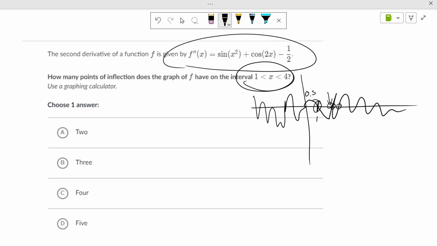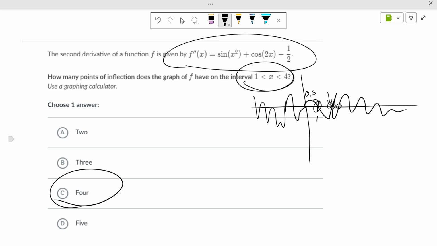Now, to do this one, make sure you're in radian mode. If you're in degree mode, it will not work. Make sure you're in radian mode. It crosses 4 times, which means it has 4 points of inflection, because when the second derivative equals 0, that's a point of inflection.